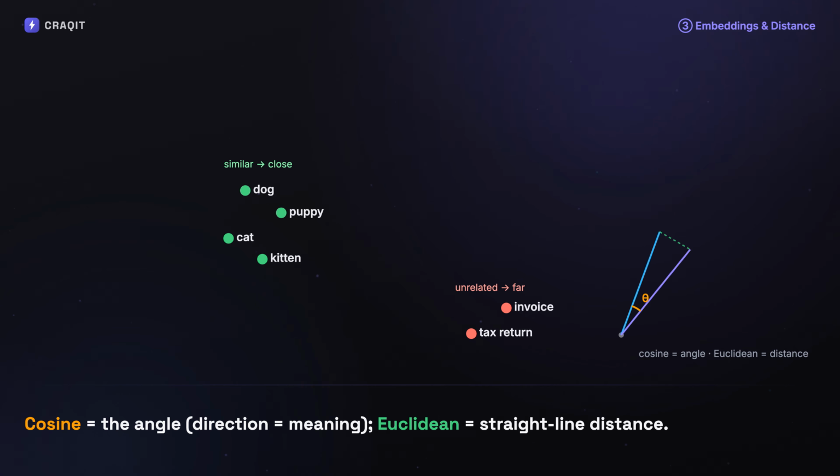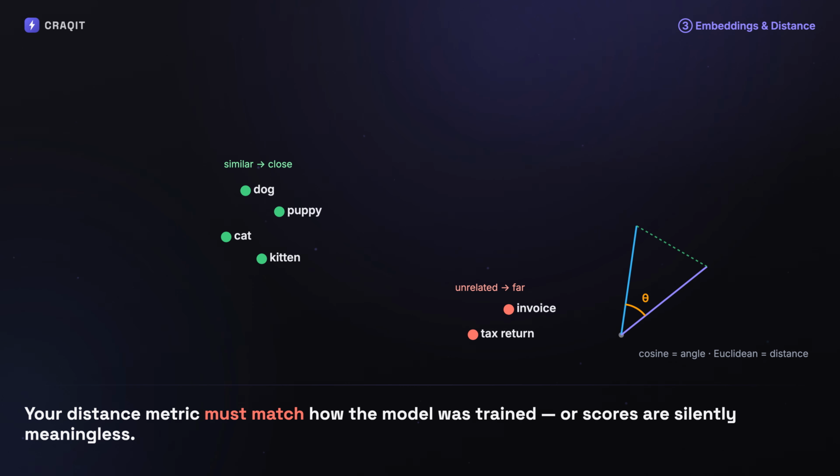The one thing you must get right. Your distance metric has to match how the embedding model was trained. Use cosine on a model trained for cosine. Mismatch it, and your similarity scores are quietly, subtly meaningless, and nothing will throw an error.